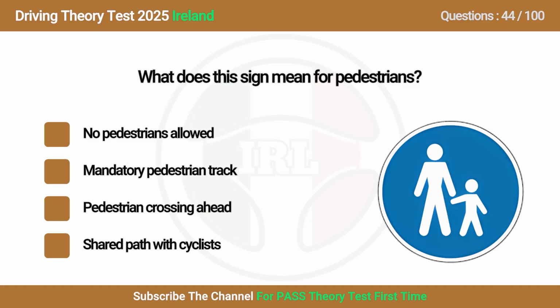Question 44. What does this sign mean for pedestrians? A. No pedestrians allowed. B. Mandatory pedestrian track. C. Pedestrian crossing ahead. D. Shared path with cyclists.